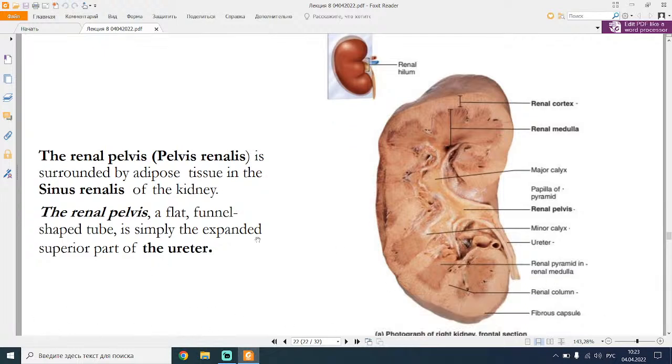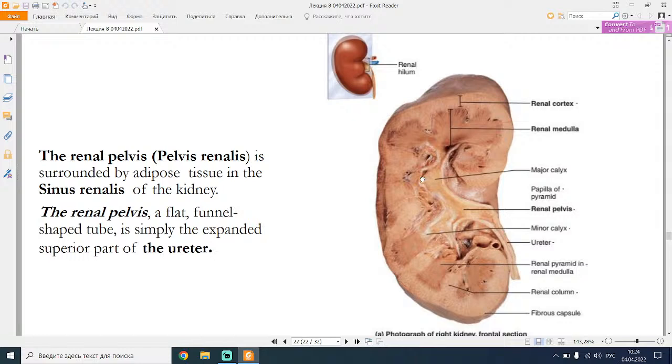Renal pelvis is surrounded by adipose tissue in the sinus renalis. The renal pelvis, a flat funnel-shaped tube, is simply the expanded superior part and forms the ureter.